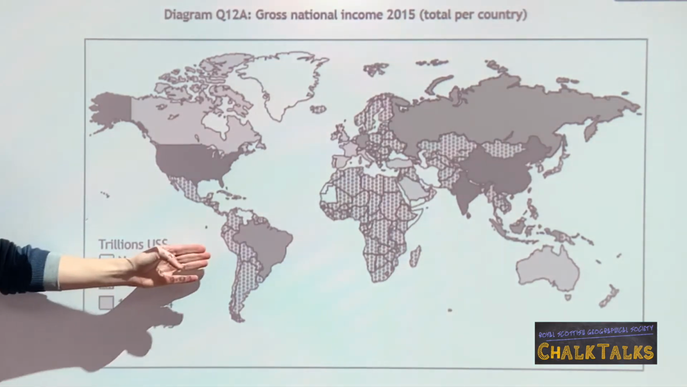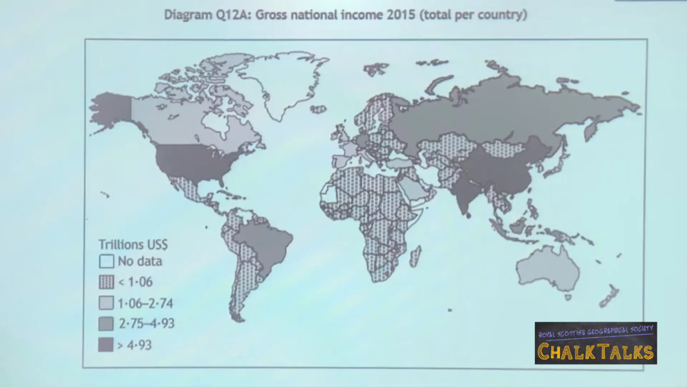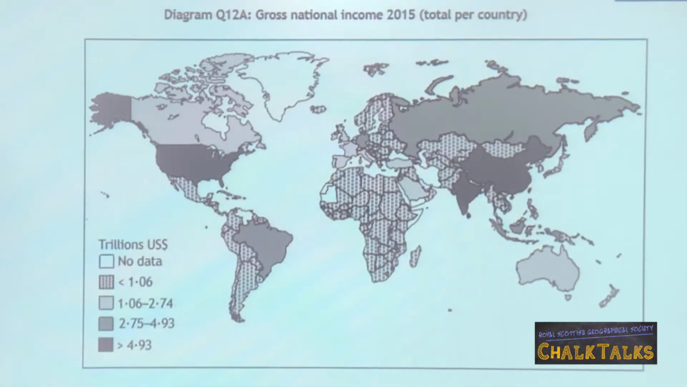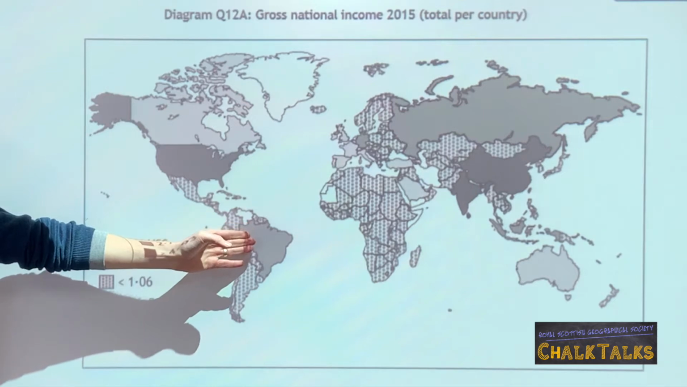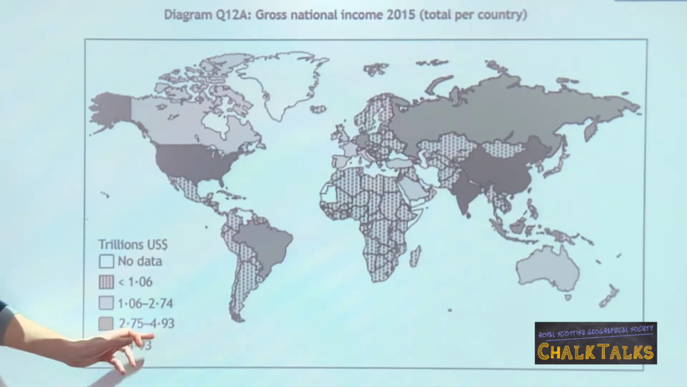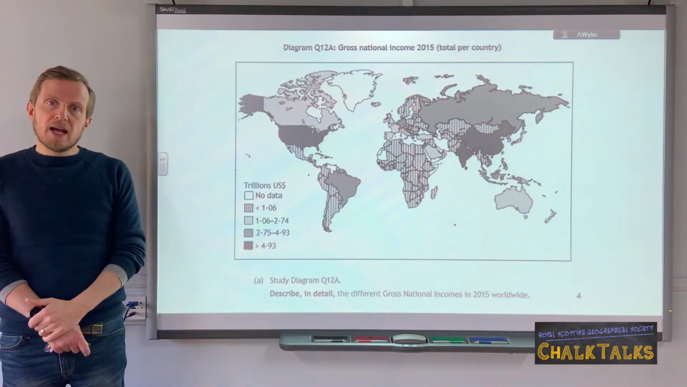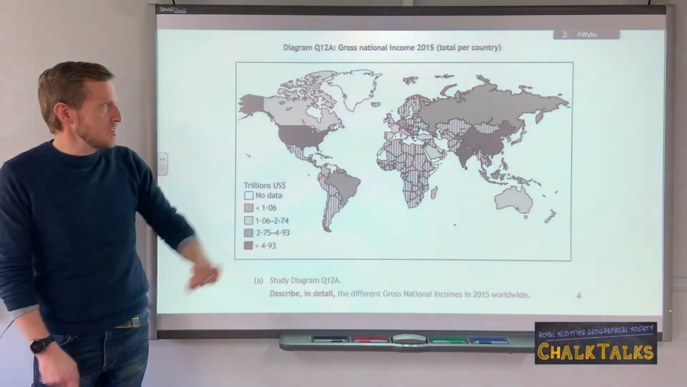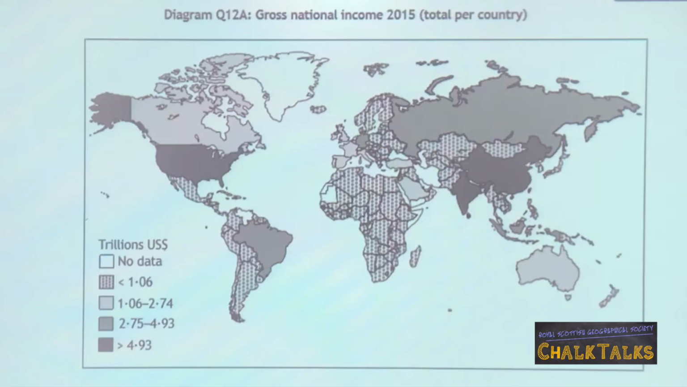We can see in South America there is some variation. So the way I might answer that is I could say that on the western side of South America, there is under 1.06 trillion US dollars, but on the eastern side, for example, Brazil, we have over 2.75 to 4.93 trillion. As long as you have 4 statements that identify particular areas of continents or the overall global pattern that you can observe linked to the key, you'll be able to access the 4 marks to this question.